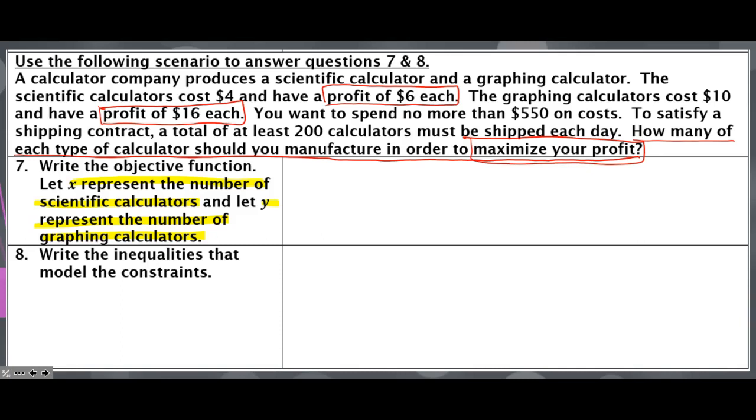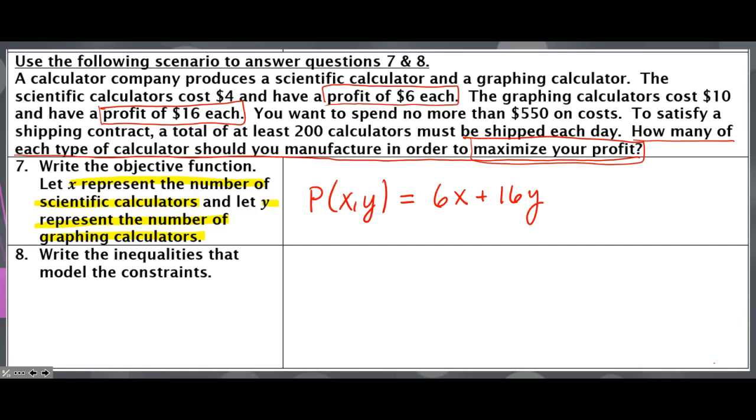Since I'm trying to maximize profit, I like to use P for profit. And the two letters we're using are X and Y. And what I'm going to do now is take the amount of profit that each calculator will yield, and multiply it by that variable. So scientific calculators have a profit of $6, and we are using X as our variable for that. And then graphing calculators will have a profit of $16, and our variable for those is Y. So that's it for number 7.